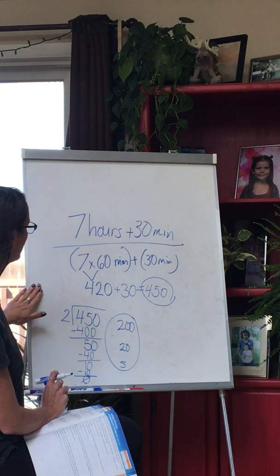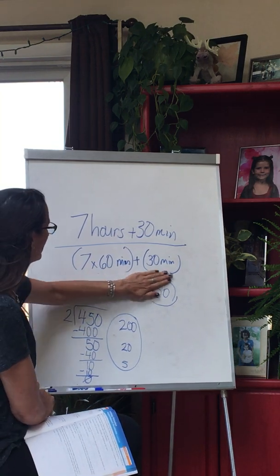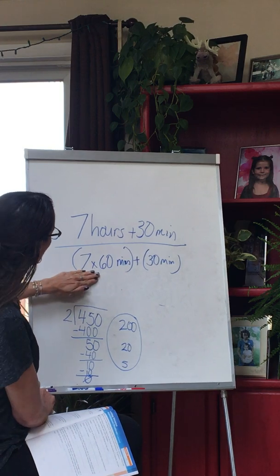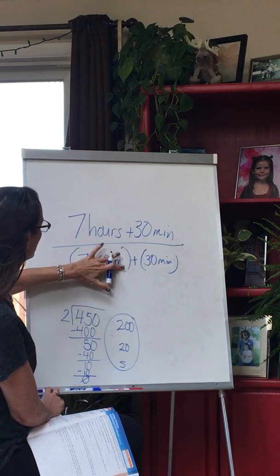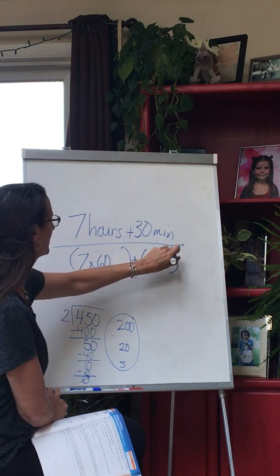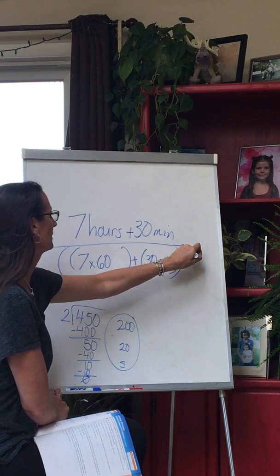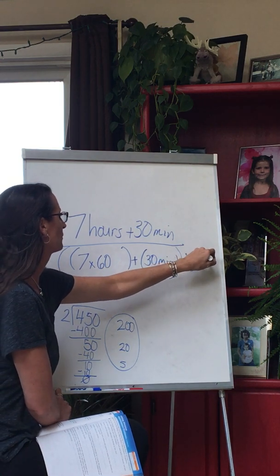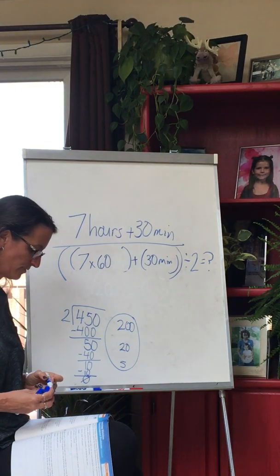And to create that equation, it would be 7 times 60 plus 30, and then that whole thing divided by 2 equals what? Okay, and that is it for number 1.